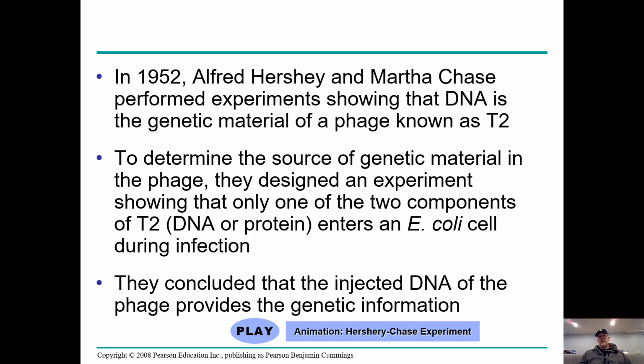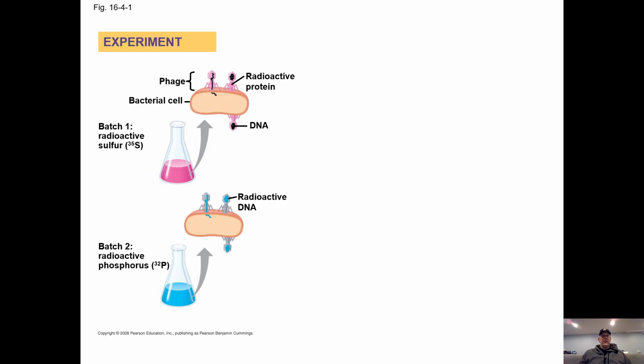Anyway, in the 50s, they did an experiment we call the blender experiment. What they did is they took radioactive sulfur and radioactive phosphorus, and they grew bacteriophages either in sulfur or phosphorus.